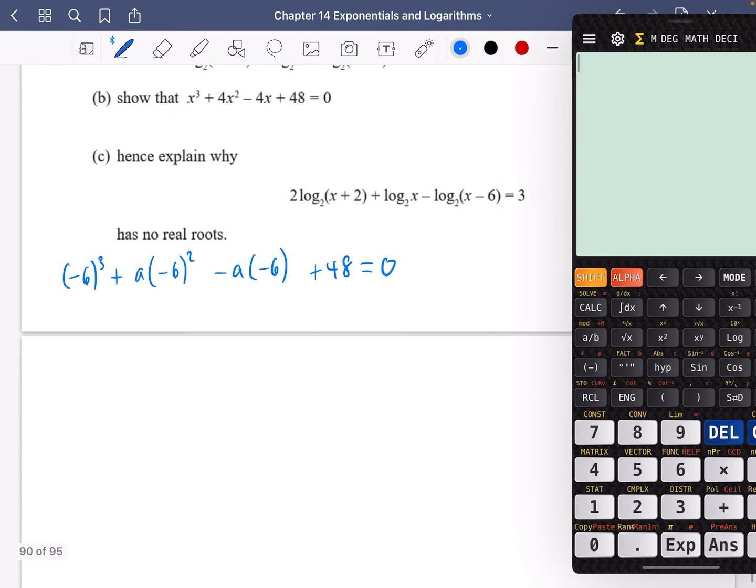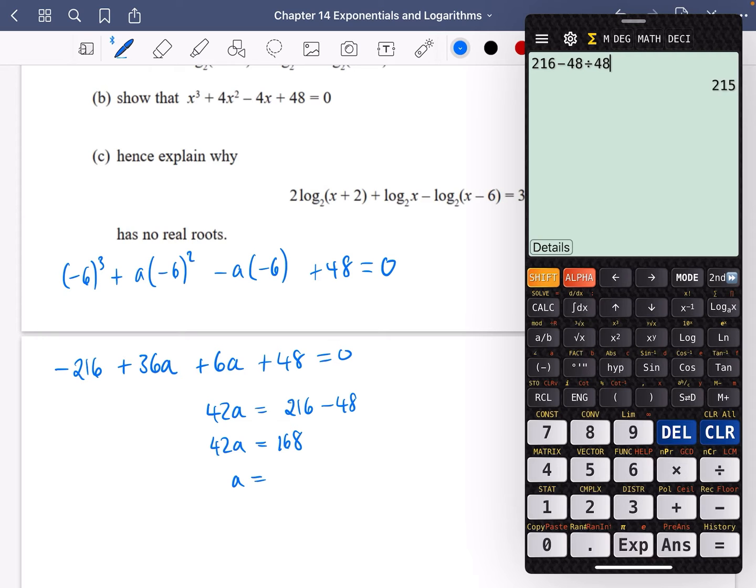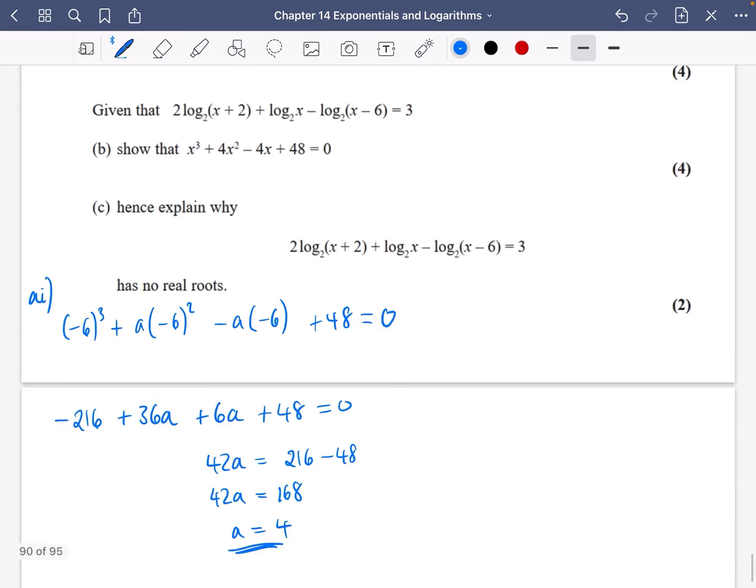So let's just quickly work out what some of these things are. Negative 6 cubed, must make sure you use brackets for this. Negative 6 cubed is minus 216. And then negative 6 squared is 36, that's 36a. That becomes a plus 6a plus 48 equals 0. So what's that? 36 plus 6, that's 42a equals 216 minus 48, getting those things onto the other side. And so we get 168, meaning that a is equal to 168 divided by 42, which is 4. So this is for part A, part 1, and we've got that a is equal to 4.